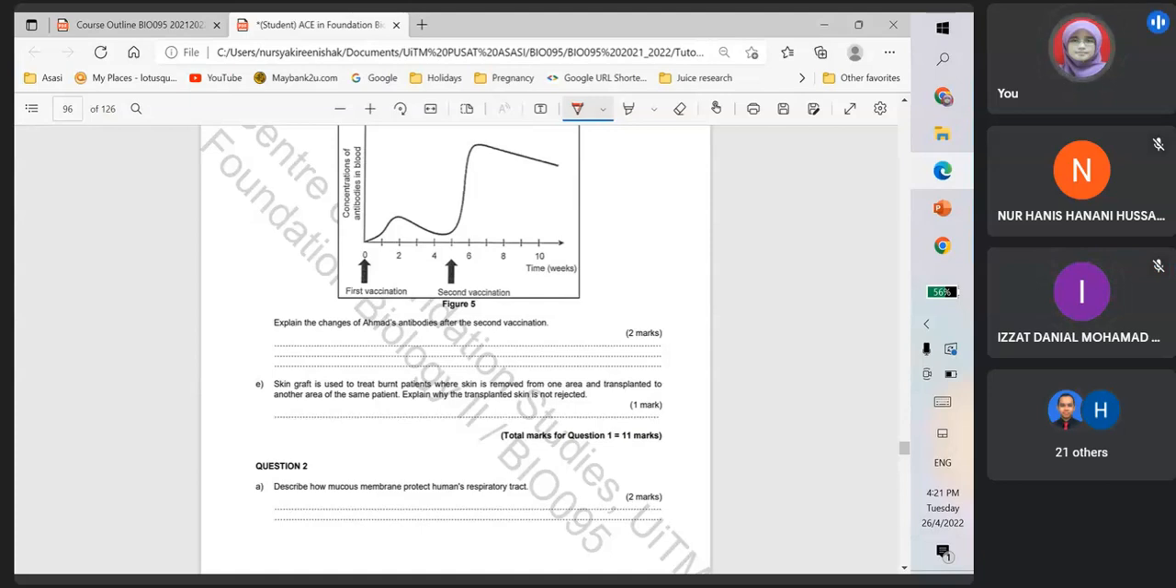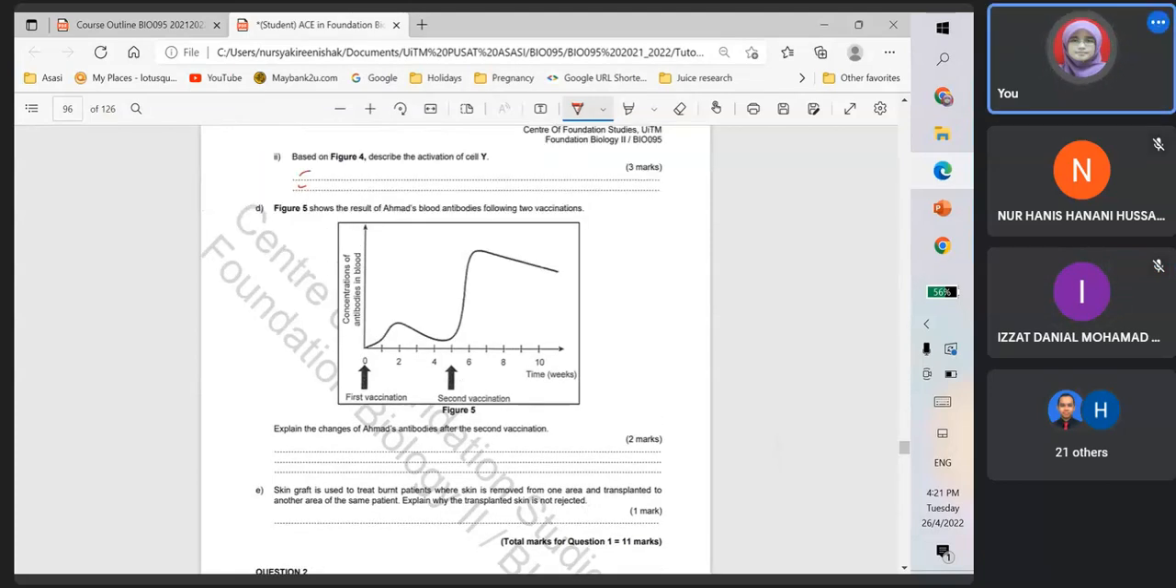Okay. Basically, when you look at this diagram, apa yang awak boleh cakap kat sini? What is the difference between these two peaks? High concentration of antibodies after the second vaccination. Okay.